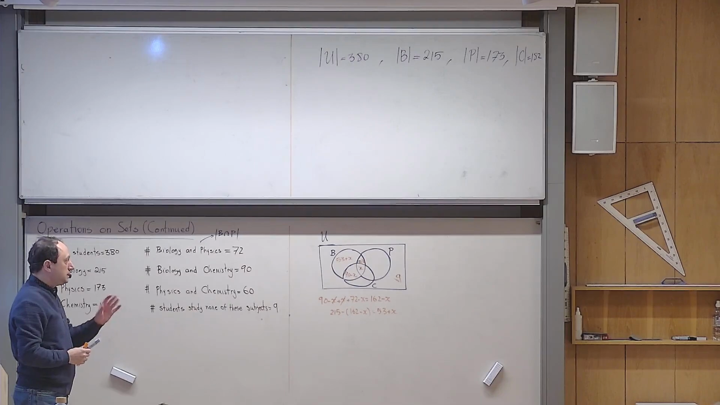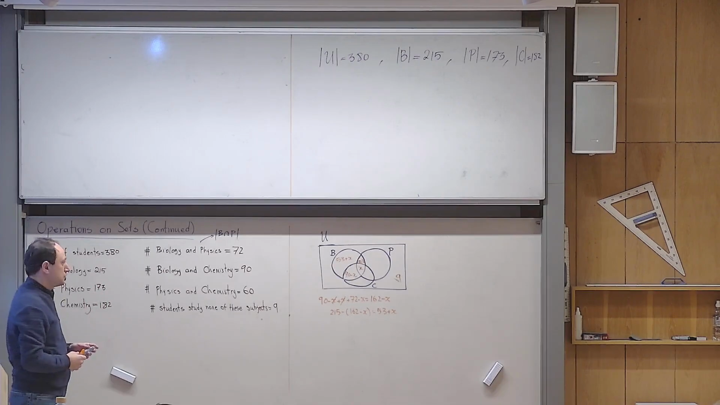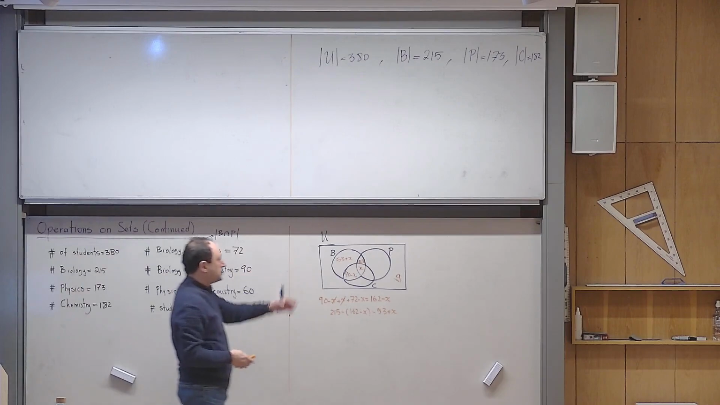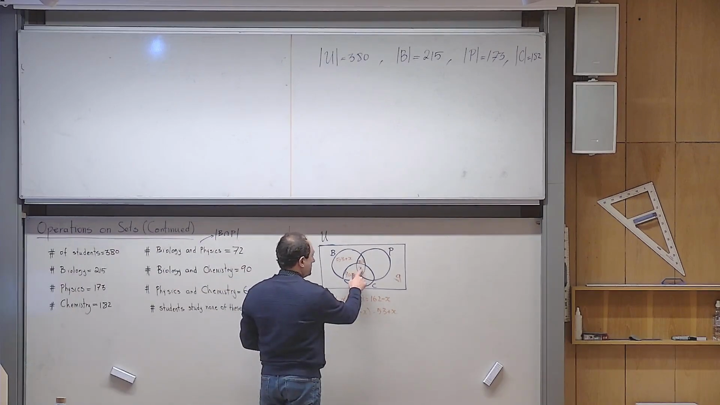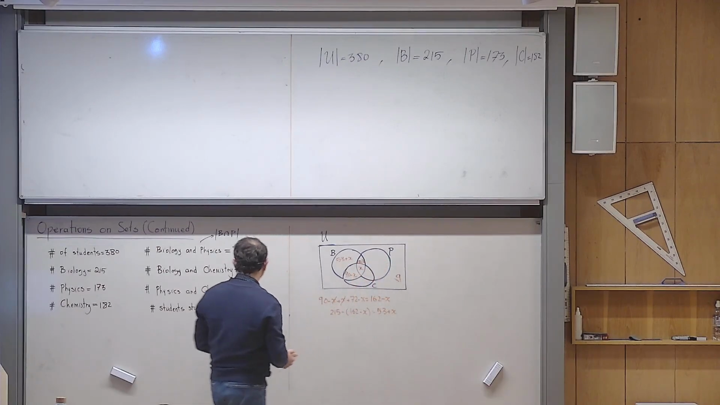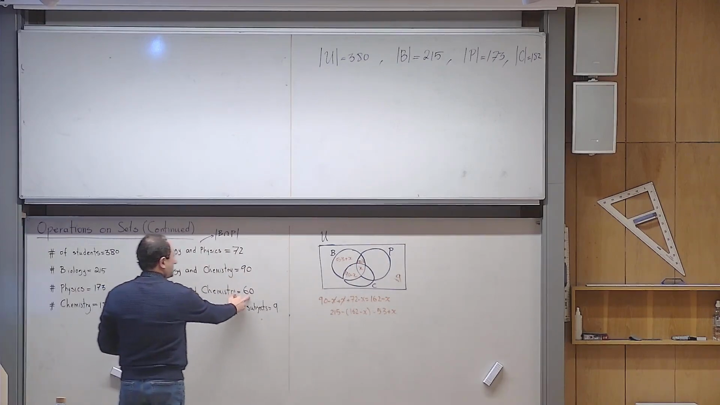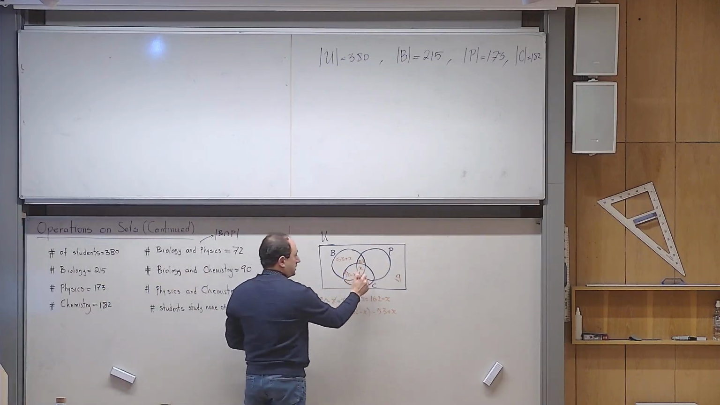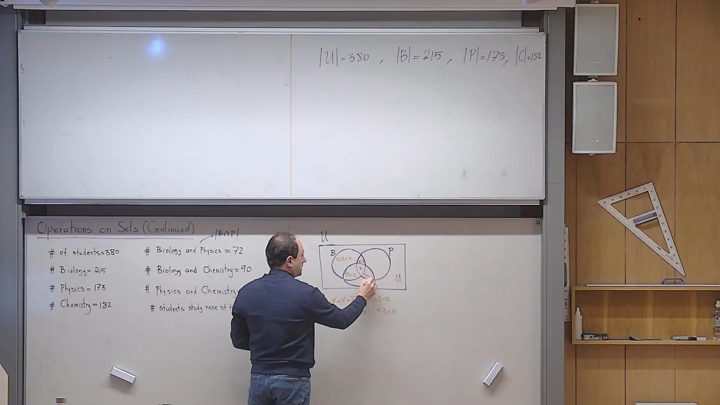So you see, still I have only one unknown, and that is good. And I will do the same thing here. Okay, let us just do this. This is x. I want to see how many students are here. This overlap is between physics and chemistry. Physics and chemistry is 60. X of them is here, so 60 minus x of them are here.